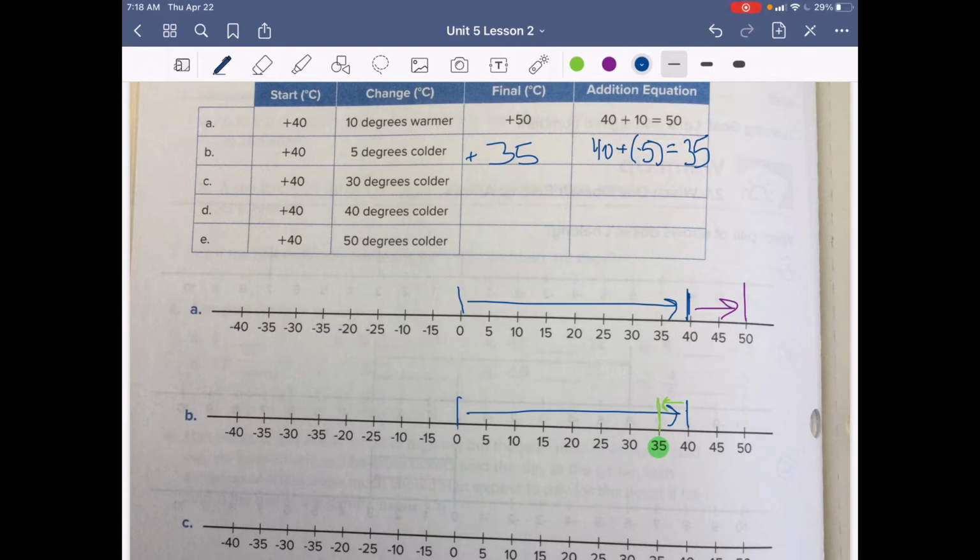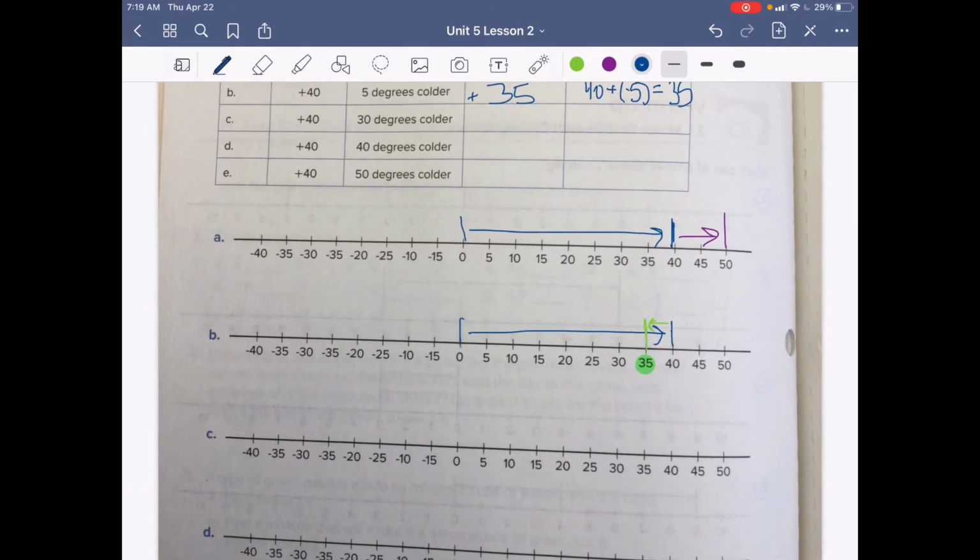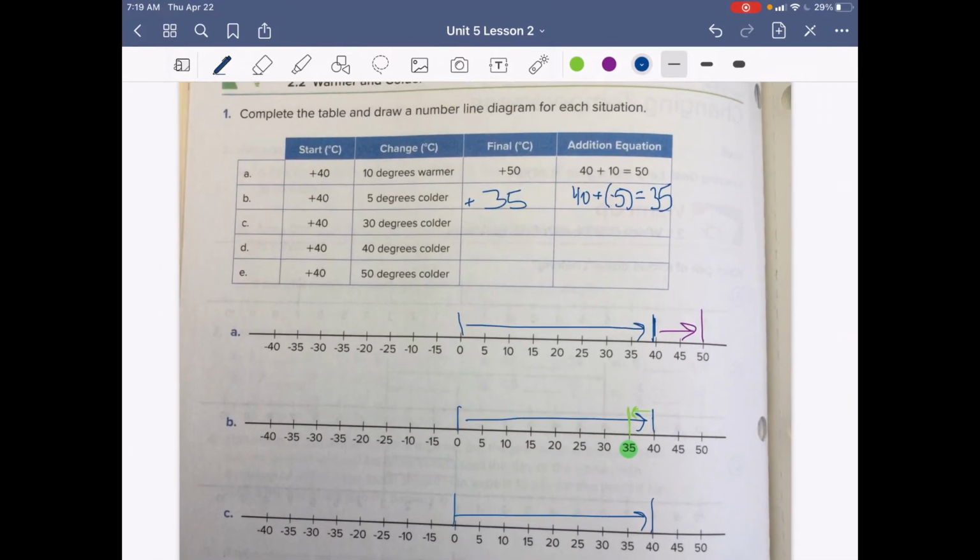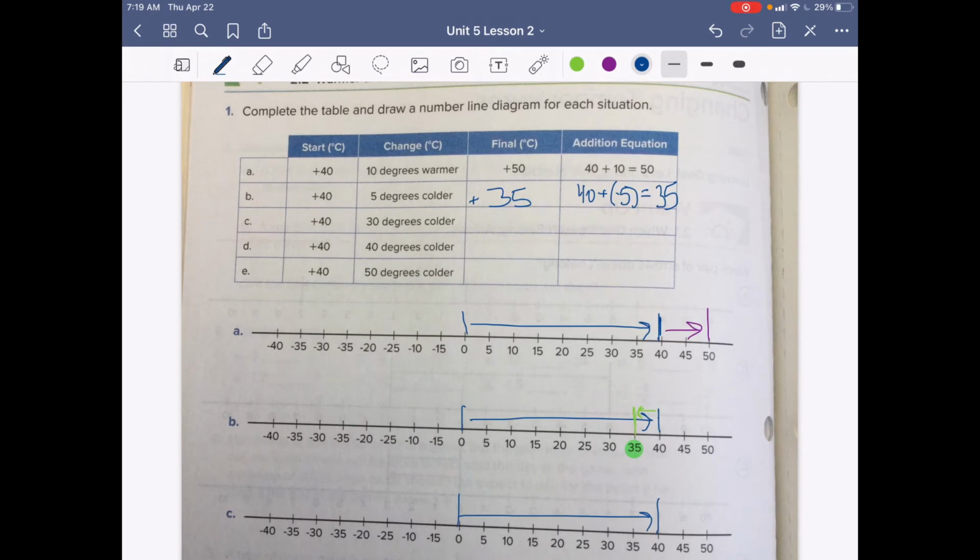Let's look at letter C. Letter C, again, is starting at 40 degrees. So let's go down and let's put our arrows in, set us up to go right to 40. There's our representation for 40 degrees. Now if we go back up, letter C says it's going to be 30 degrees colder. So if it's going to be 30 degrees colder, is that going to be a positive number or a negative number? Are we going to be going to the left or are we going to the right? It's getting colder. Yeah, so we would be going to the left.